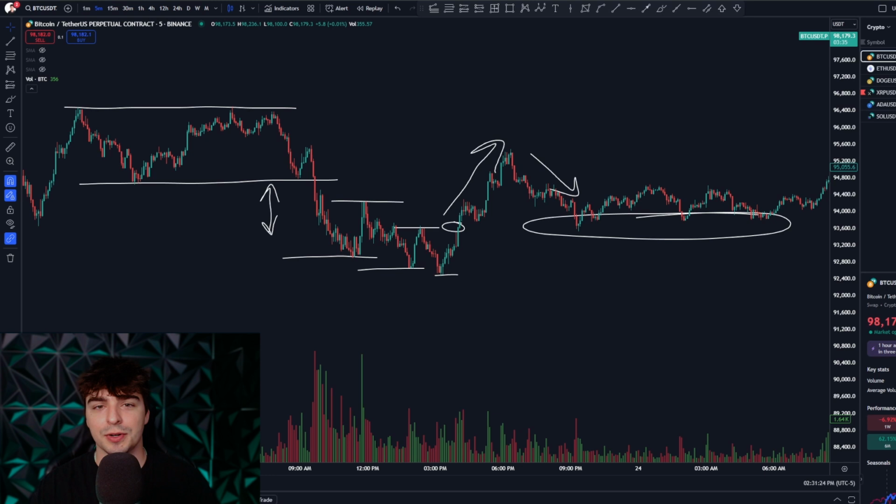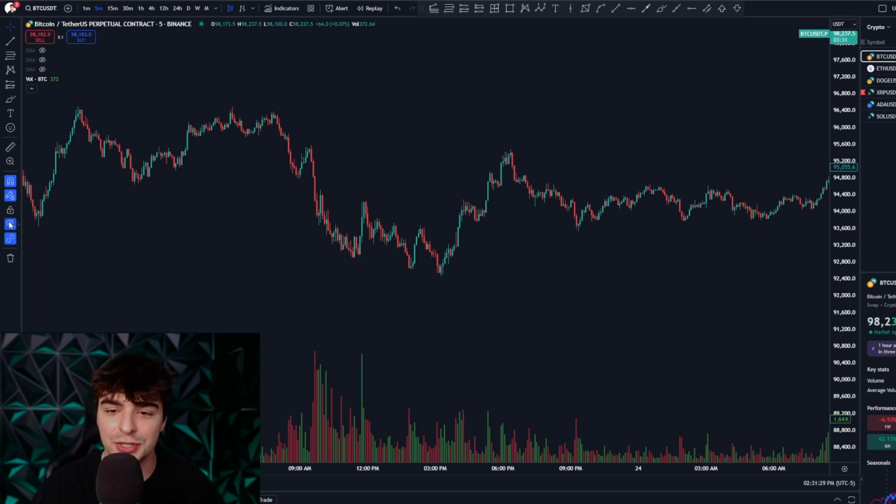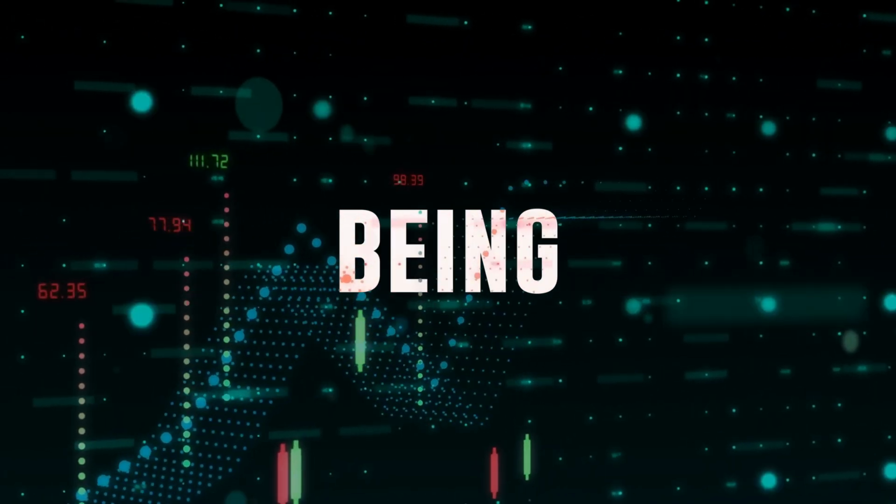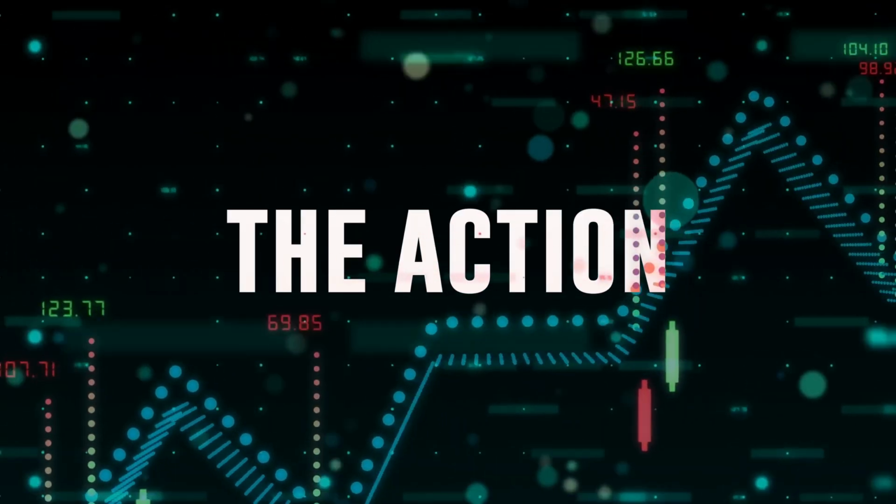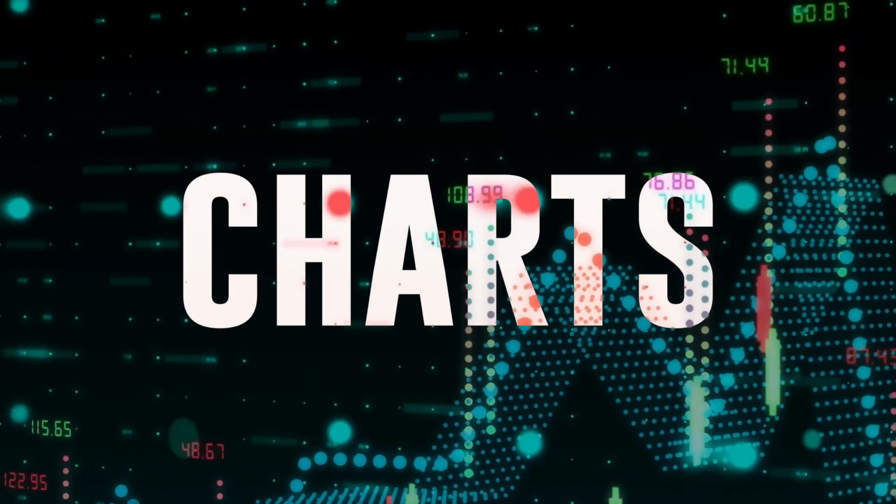So price action trading is just the ability to trade just using the charts. It's also called naked trading for a reason. You just have the chart and that's it. It's naked. The ability to read price action is just the ability to basically understand the language that is being spoken by the action in the charts, the price action.